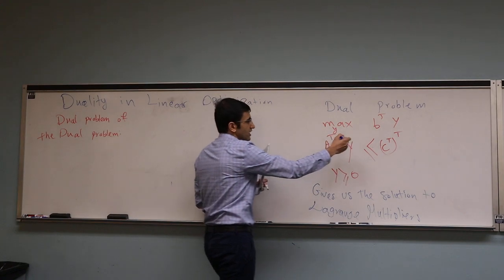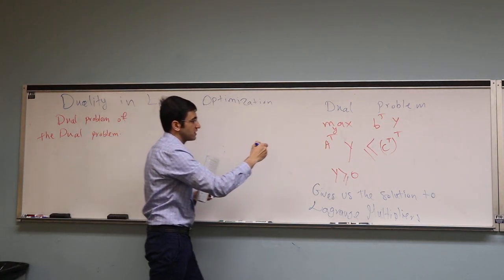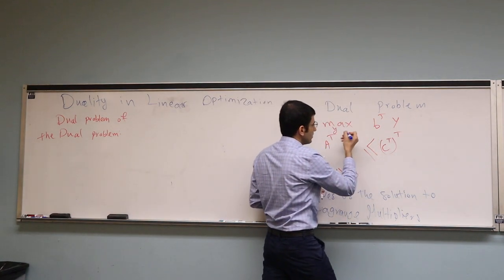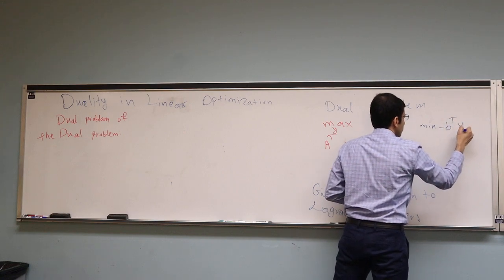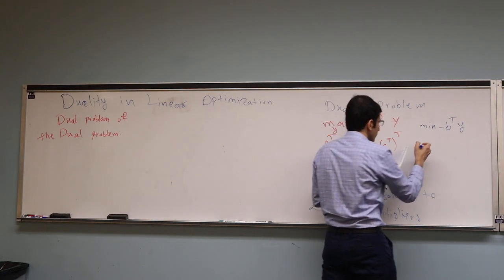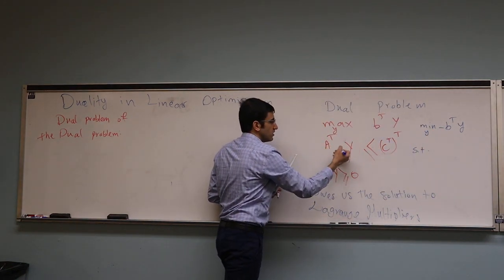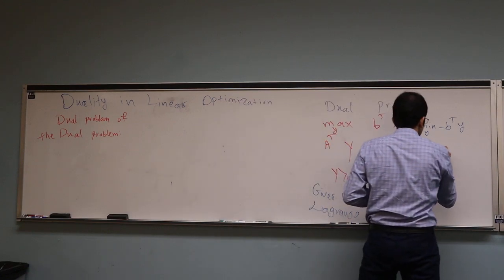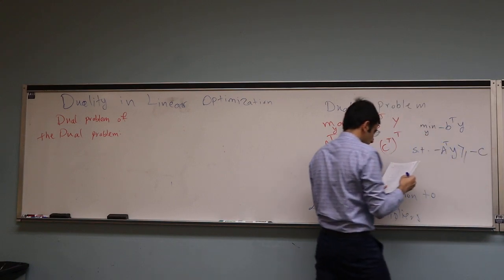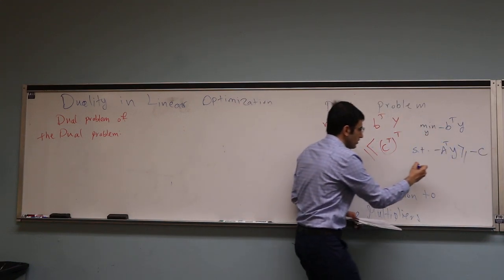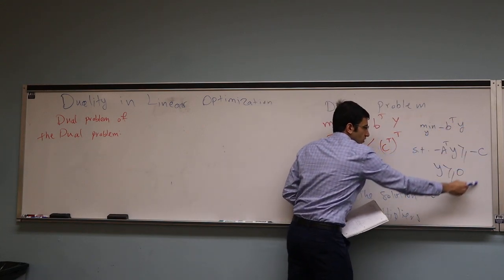First of all, I'm going to translate this into the original form that we had. We want it to be in minimization form. So I'm going to say minimizing minus B transpose Y, subject to, I just multiply both sides of this by minus 1, so it will be minus A transpose Y is greater than or equal to minus C, and Y is greater than or equal to 0. So this is still your dual problem.